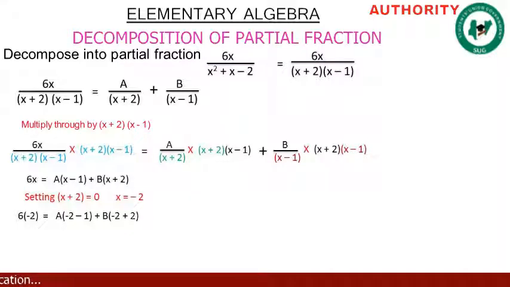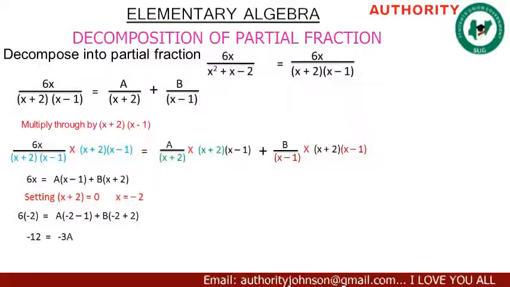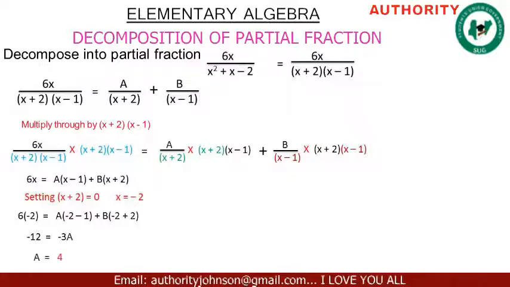So -2 - 1 is equal to -3. So -3 times A is -3A. Now on the left-hand side we have -2 times 6, which gives us -12. Therefore -12 is equal to -3A. We are looking for A. Divide both sides by -3. So we're going to have A equal to 4.